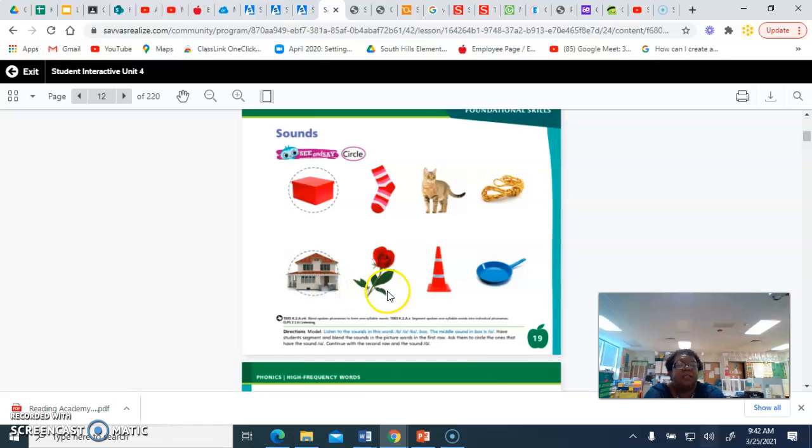Then you have to look at the three pictures to see if one of those pictures has the O sound. Rose has the O sound, so you would circle it. Then we have cone. Cone has the O sound. It makes your mouth go round, so you're going to circle it. Pan. That one doesn't make your lips go oh, so you can just cross it out or leave it. You won't circle that one.